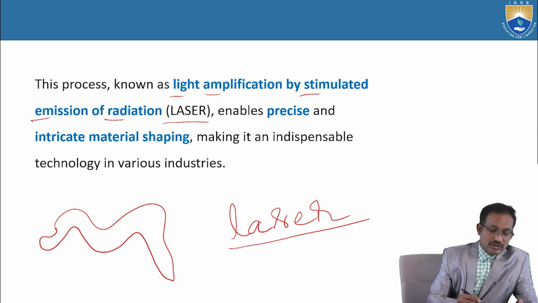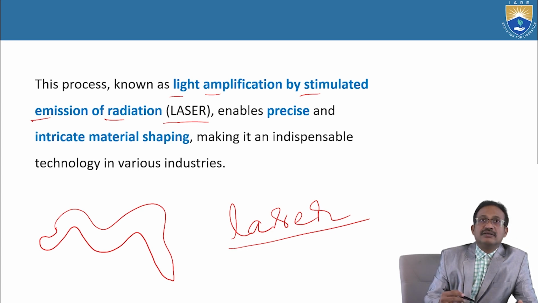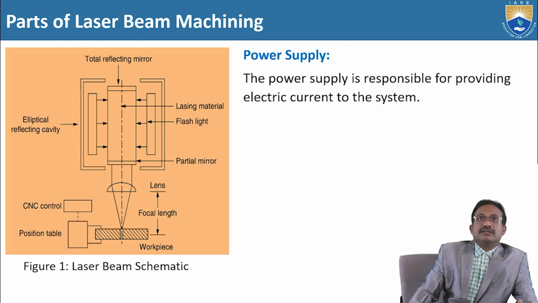Okay, so even if it is hard or delicate, because of the laser striking on the workpiece, it just melts and vaporizes the surgical part, so that will not create unwanted heat affected zones and any other thermal effects. Okay, right. Now let us discuss the various parts of laser beam machining.